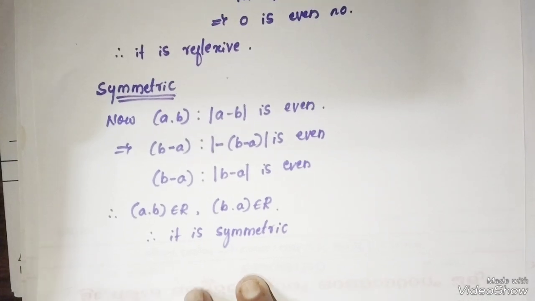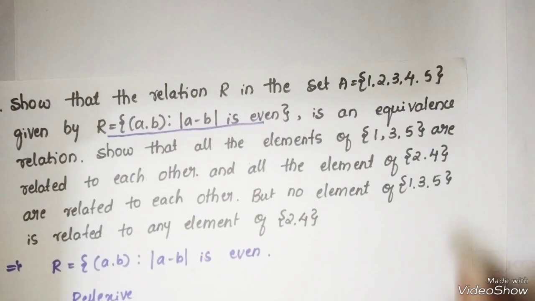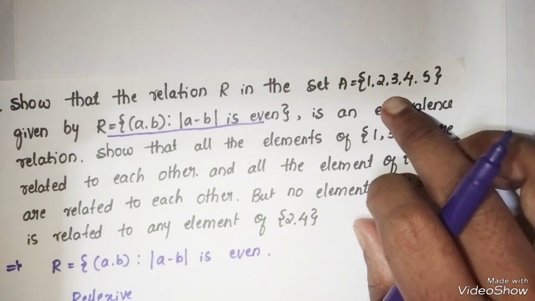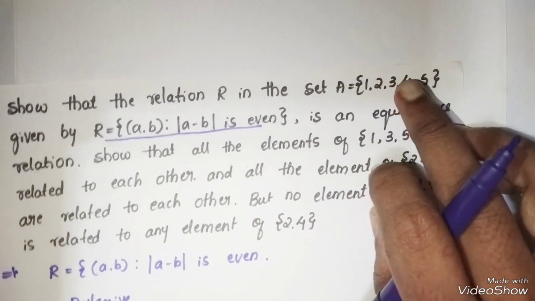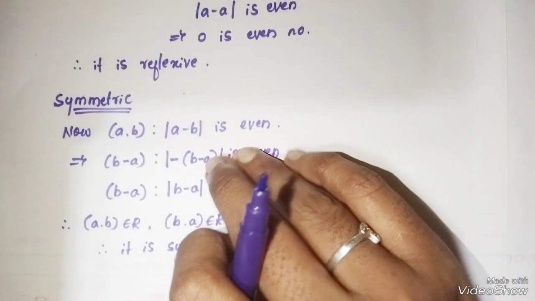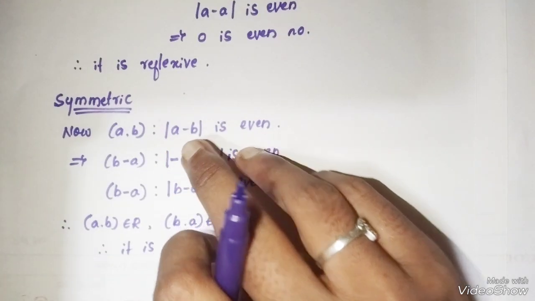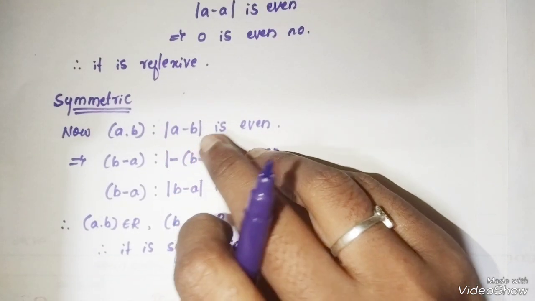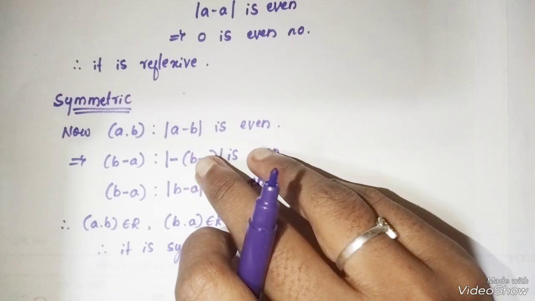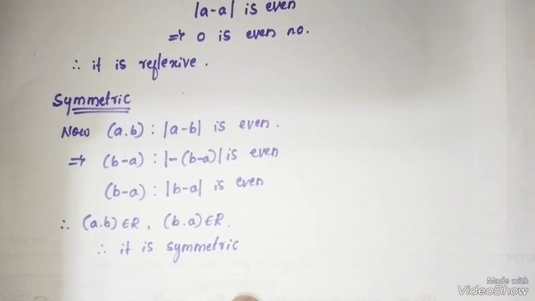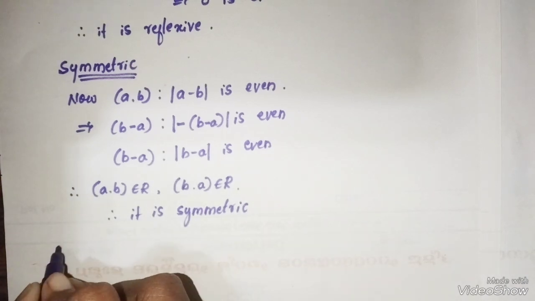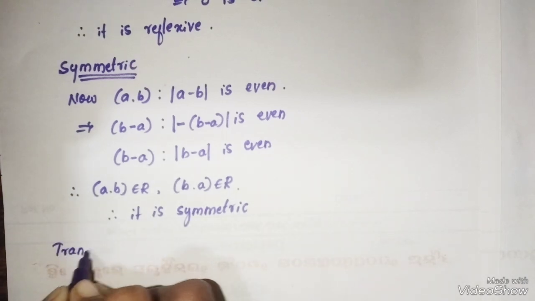Because the elements of set A contain 1, 2, 3, 4, 5, we have to consider 2 and 4. Here 2 minus 4 will be minus 2, that is 2, and 4 minus 2 is also 2, which is also an even integer.